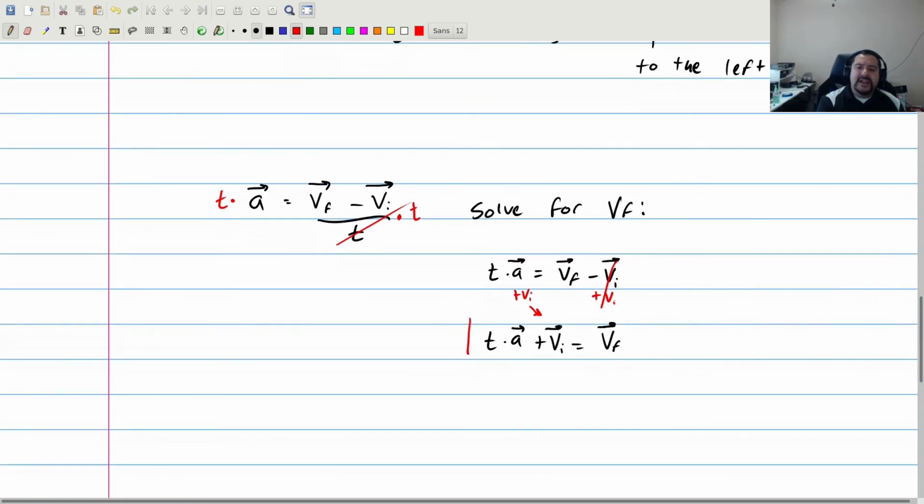Now, this actually ends up becoming an important physics formula in the future. So pay attention to this and keep this one in mind for future references.